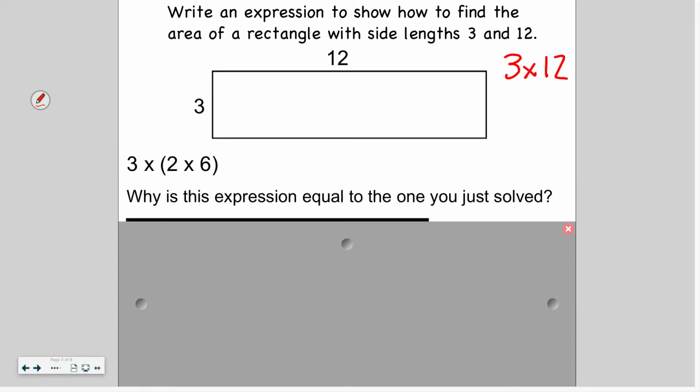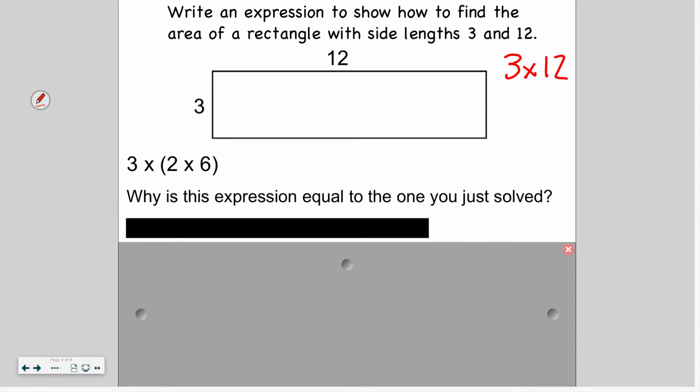So now look at this new expression that I've written here. Why is this expression equal to this one up here? In order to figure this out, I want you to go ahead and solve what is 3 times 12, and then think about how that is equal to 3 times (2 times 6), with the parentheses around the 2 and the 6. So go ahead and pause the video now and think about this, and then when you're ready, press play to go over the answers.